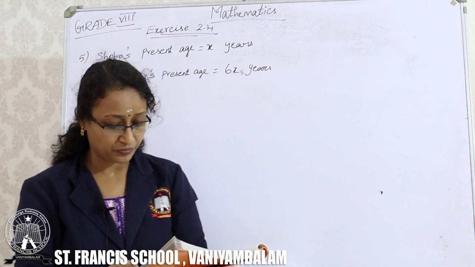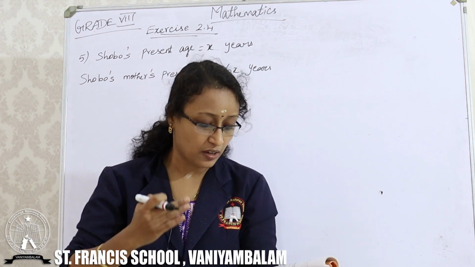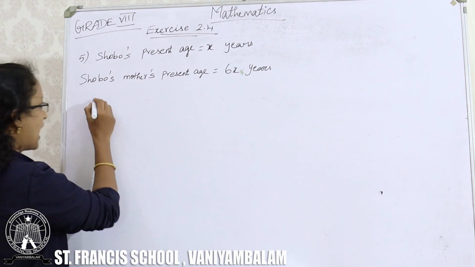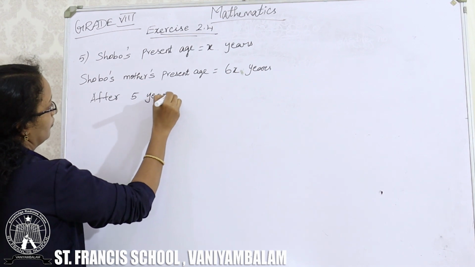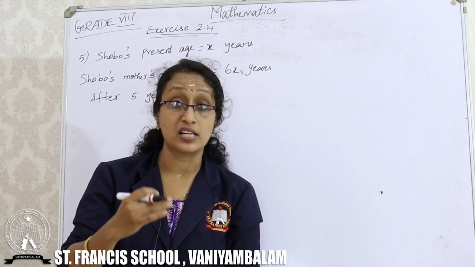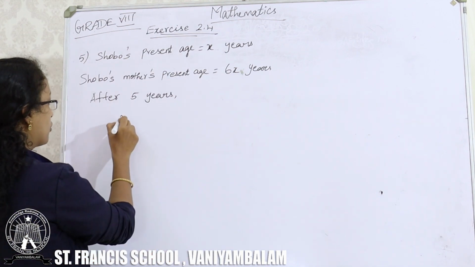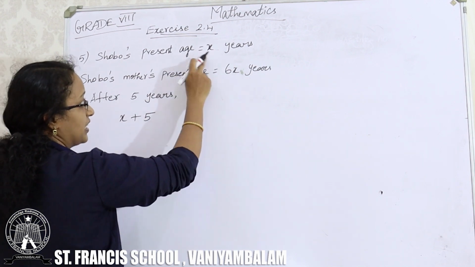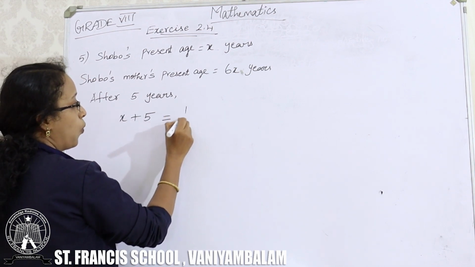Next, what is given in the question? Shobo's age 5 years from now, that is after 5 years, will be 1/3 of his mother's present age. So 5 years from now, Shobo's age means x plus 5. What is the age of Shobo? x. 5 years from now means x plus 5 is 1/3.